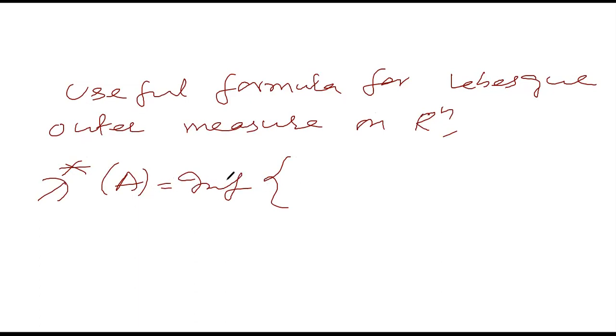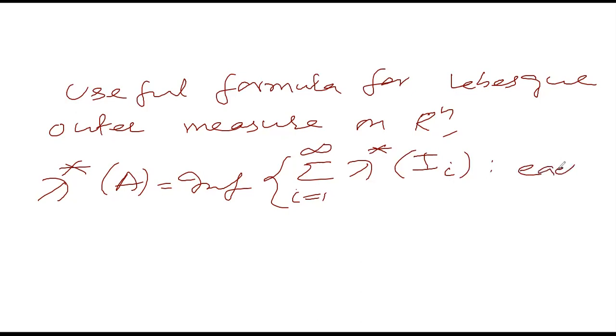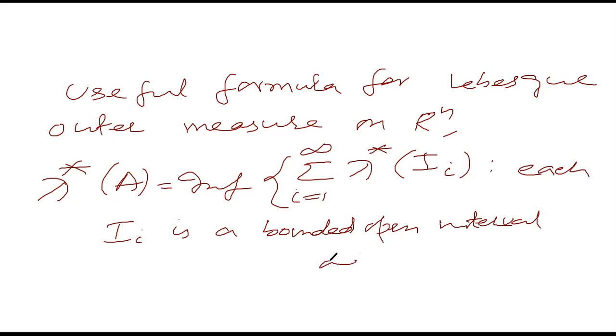The Lebesgue outer measure of any subset A of Rn is equal to the infimum of the summation, i runs from 1 to infinity, of the Lebesgue measure of I_i, such that each I_i is a bounded open interval of Rn and A is a subset of the union, i runs from 1 to infinity, of I_i.